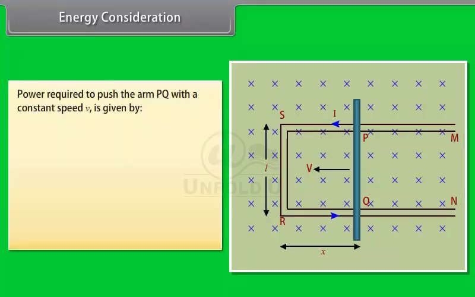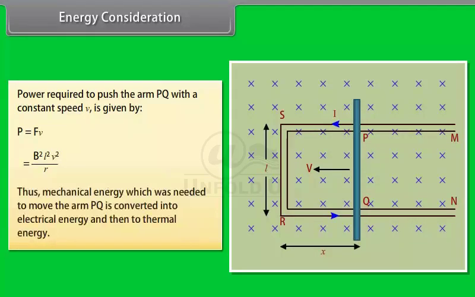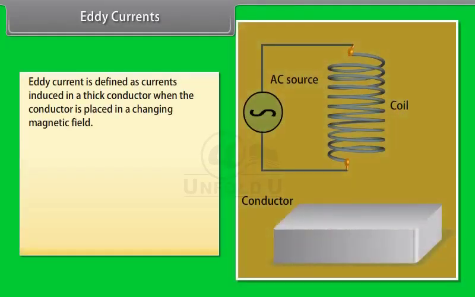Power required to push the arm PQ with a constant speed v is given by B²L²v²/R. Thus, mechanical energy which was needed to move the arm PQ is converted into electrical energy and then to thermal energy. Eddy currents. Eddy current is defined as currents induced in a thick conductor when the conductor is placed in a changing magnetic field.